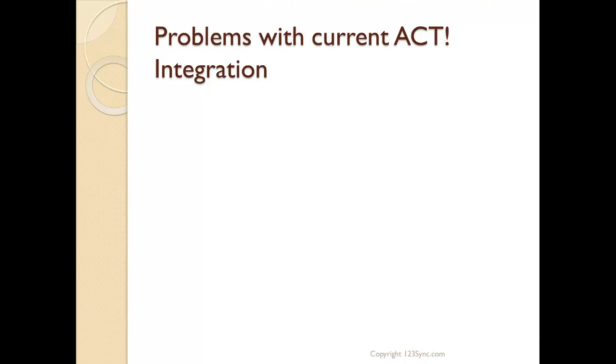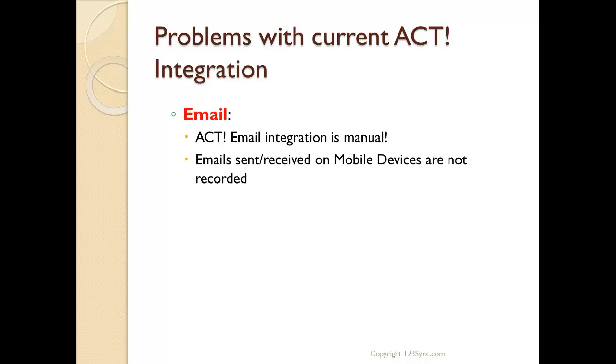So let's look briefly at the problems with the current ACT integration with the mobile world. First, let's look at email. The ACT email integration is manual, so you have to go back to the office and integrate the email. Emails that are sent and received from mobile devices are currently not recorded. Since most of today's business is actually done on mobile devices, this is a major problem in ACT.